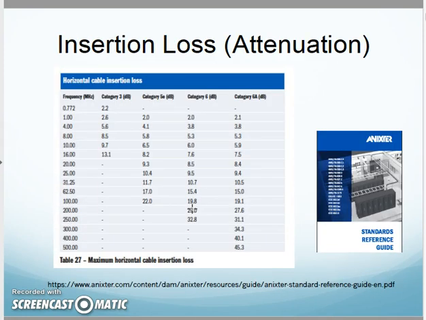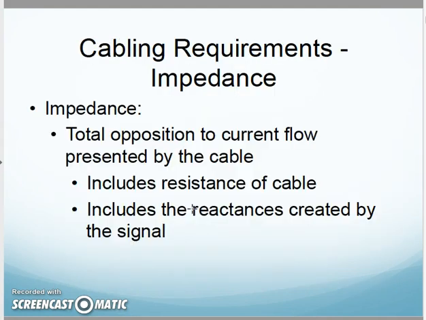So there's attenuation, the weakening of signal over distance. Watch your cable lengths, and better quality cable should be able to minimize the amount of attenuation or signal loss that you have. The next term they talk about is impedance. Impedance is the total opposition to current flow presented by the cable. So this includes the resistance of the cable plus another function I'm going to talk about in a second. The first one is resistance of the cable.